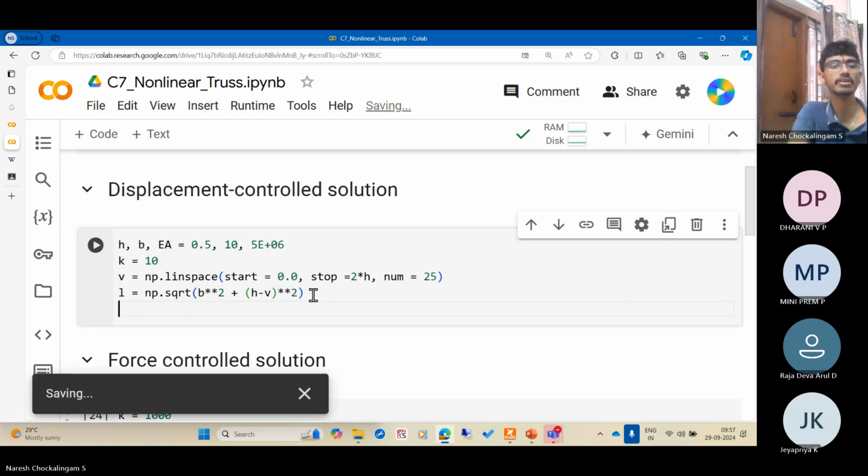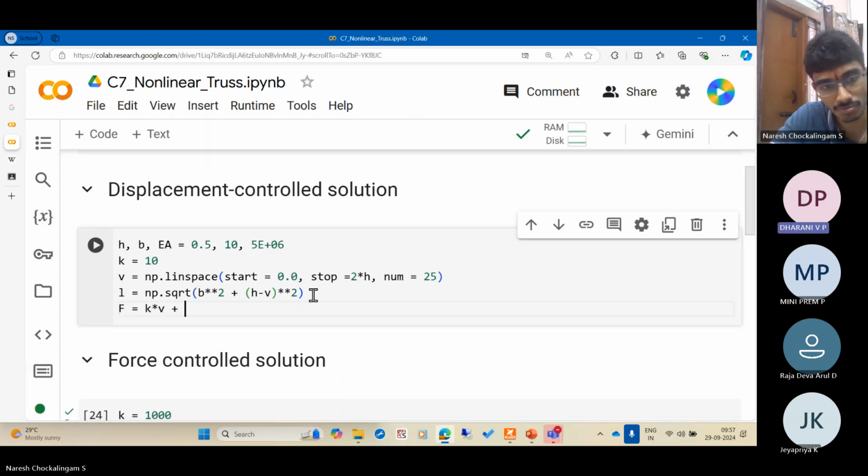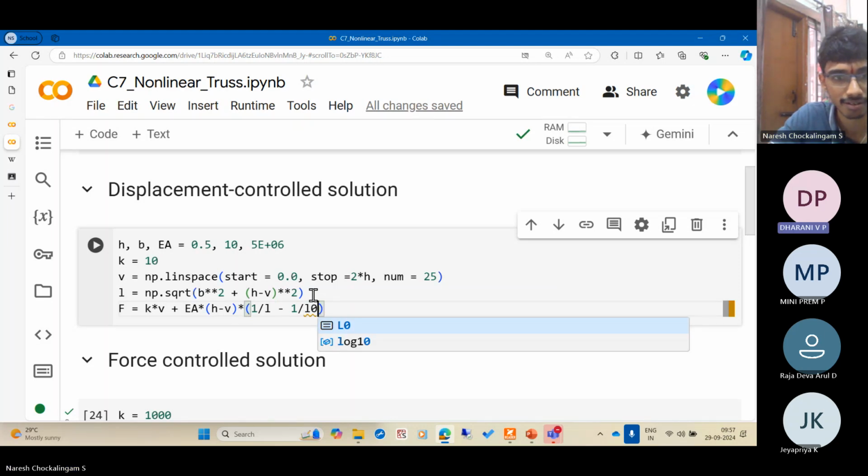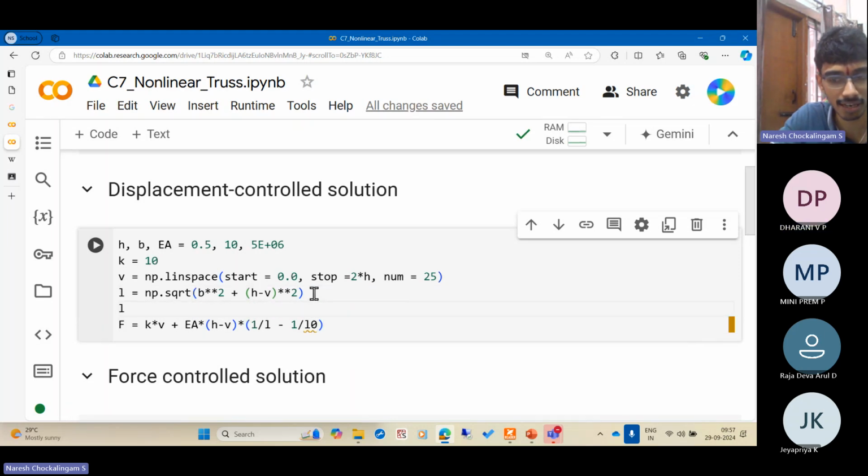Okay, then what to do? What's the next step? We can use the second equation. So F is equal to K star v plus A star E into h. I have anyway defined EA together, so no problem. It is EA star (h minus v) star (1 by L minus 1 by L naught). L naught is not defined, so we'll define it. L naught is the length at the beginning.